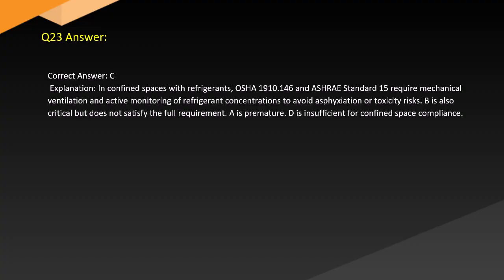Answer. Correct answer: C. See explanation. In confined spaces with refrigerants, OSHA 1910.146 and ASHRAE Standard 15 require mechanical ventilation and active monitoring of refrigerant concentrations to avoid asphyxiation or toxicity risks. B is also critical but does not satisfy the full requirement. A is premature. D is insufficient for confined space compliance.